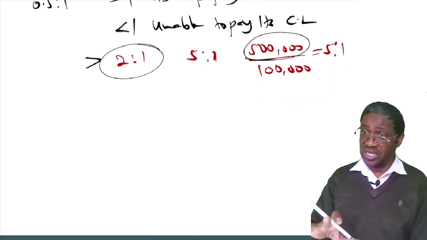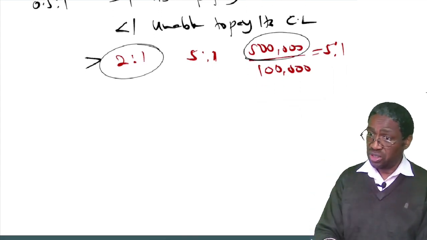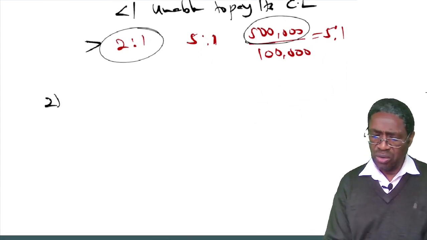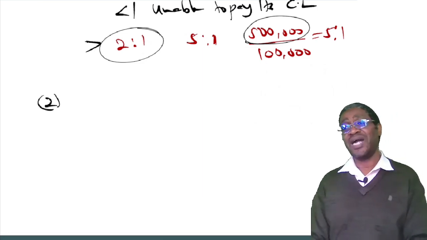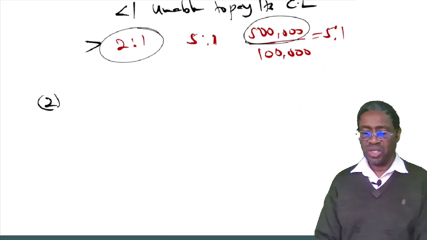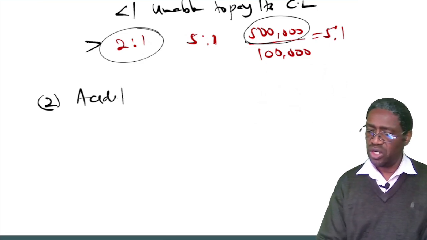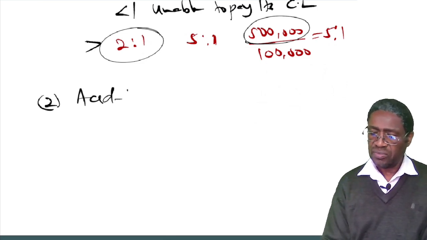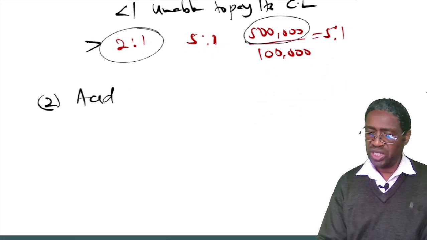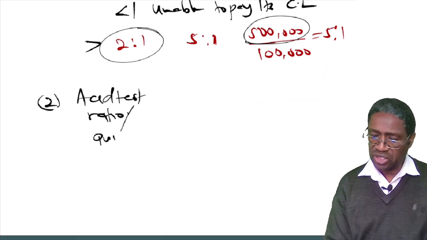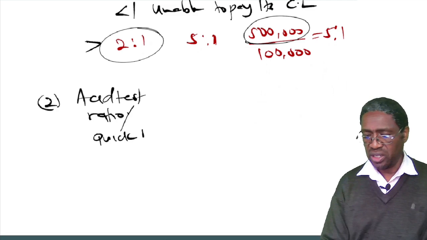That's one of the liquidity ratios. We are calling it the current ratio. You there? Good. We now go to number 2, the second type of liquidity ratio, and that's the ratio we call the acid test ratio. Some books will call it the quick ratio.